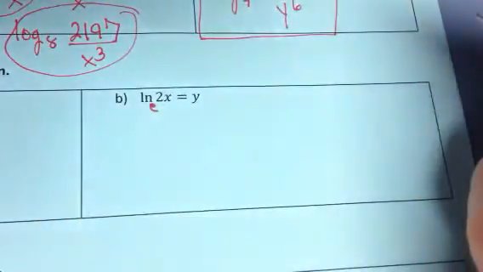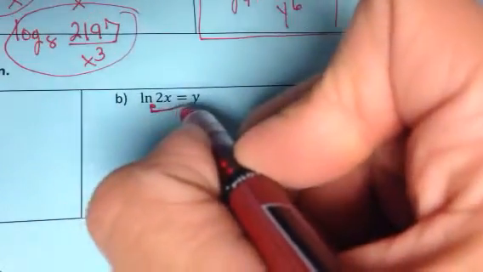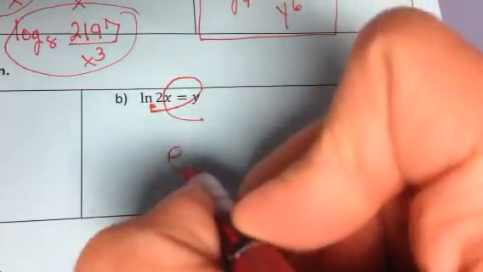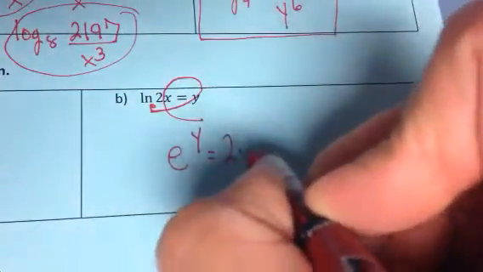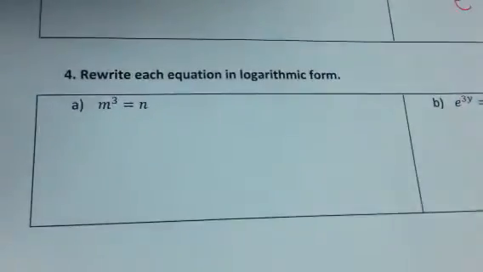I don't see a base, so I'd like to put 1. ln always has a base of e, not 10. So e to the y power equals 2x. I don't care what y is. I don't care what x is. That's all you're going to do. Next set of problems. I give you the exponent. You're going to give me the log.